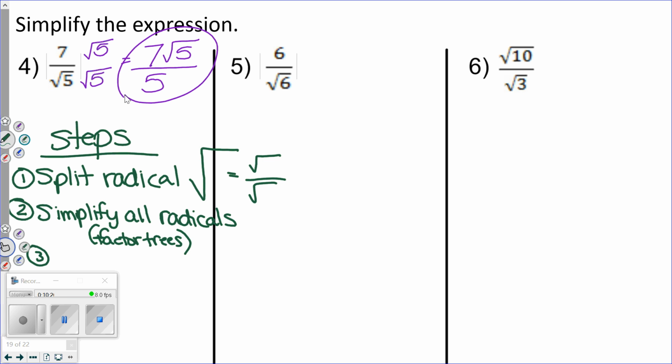All right, after I've done that, next I would rationalize my denominator.